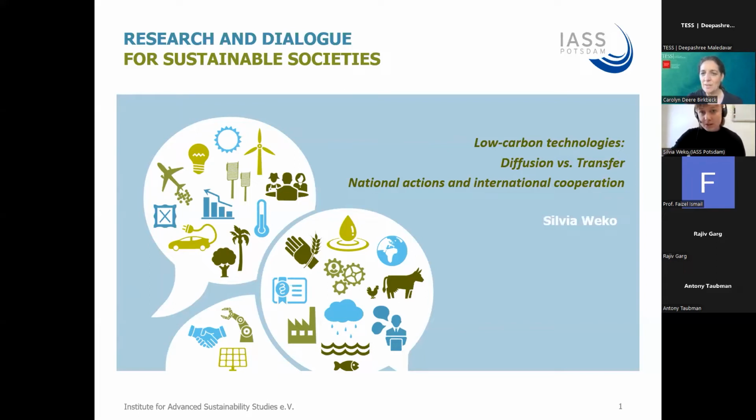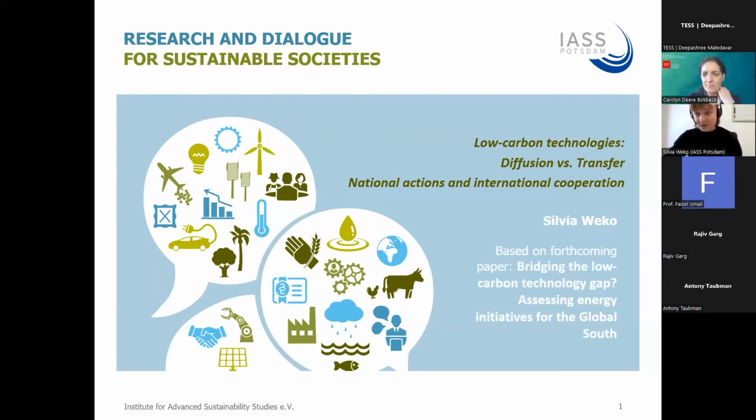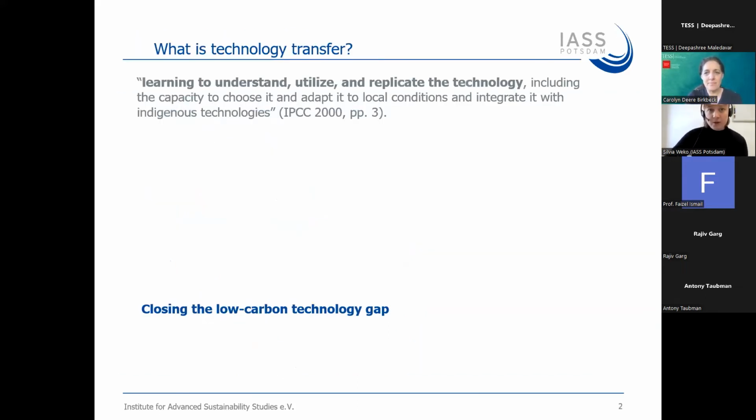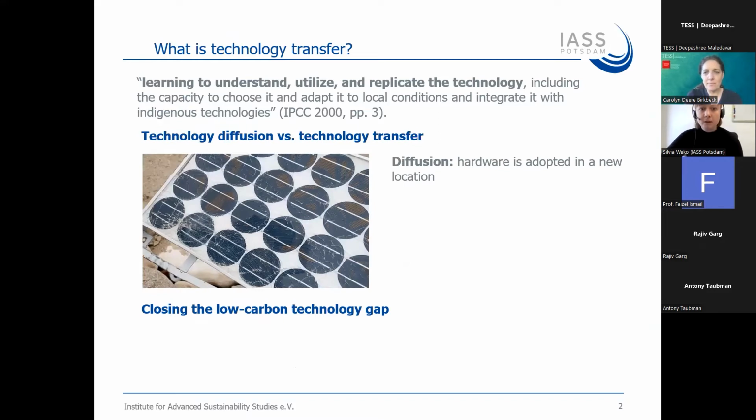So just so you guys know, this is based on some research that I've been doing, a paper that's going to be coming out soon, an academic paper about low carbon technology diffusion and transfer. And I'll touch also on national actions and international cooperation. So as we heard before, technology doesn't only refer to some hardware. It's important to understand technology and technology transfer as made up of both hardware and software. And so technology transfer, when we talk about it, what we really mean is being able to use the technology, but also to adapt the technology, integrate it with different systems, make it work locally.